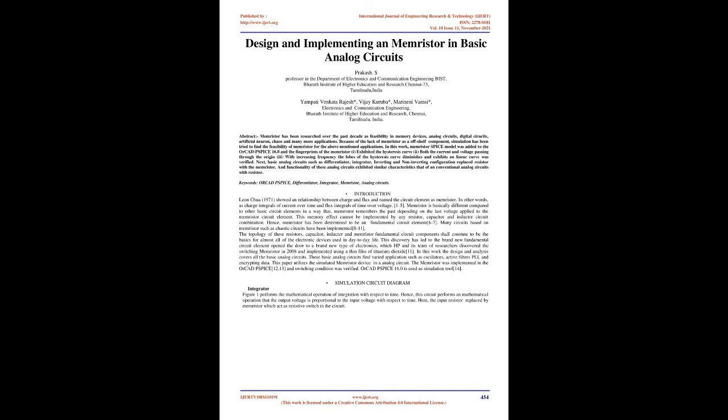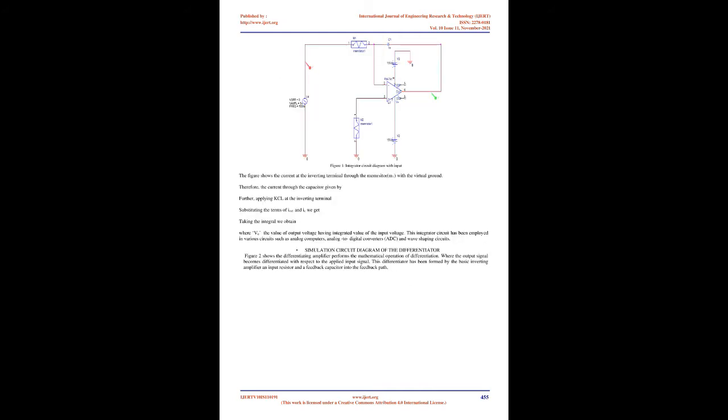Introduction. Leon Chua, in 1971, showed a relationship between charge and flux and named the circuit element the Memristor. In other words, charge is the integral of current over time and flux is the integral of voltage over time. Memristor is basically different compared to other basic circuit elements in that it remembers the past depending on the last voltage applied to the Memristor circuit element. This memory effect cannot be implemented by any resistor, capacitor, and inductor circuit combination. Hence, Memristor has been determined to be a fundamental circuit element.